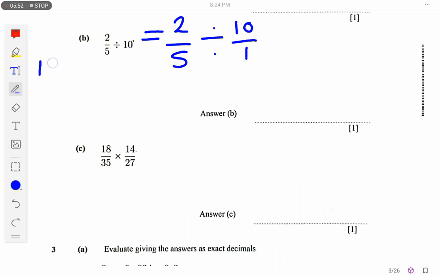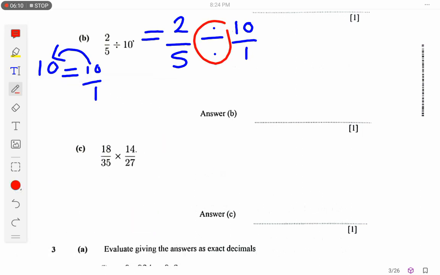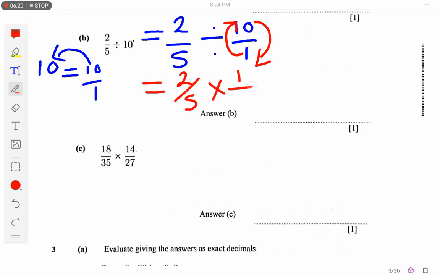When I have 10, it is the same as 10 over 1, because 10 over 1 will give me a 10. Now, when we have it like this, it's simple. We can now simplify it. When we have a division, we can change the division sign to a multiplication. Then when we do that, we invert. This becomes the bottom and this becomes the top. So it will be 2 over 5 times 1 over 10.